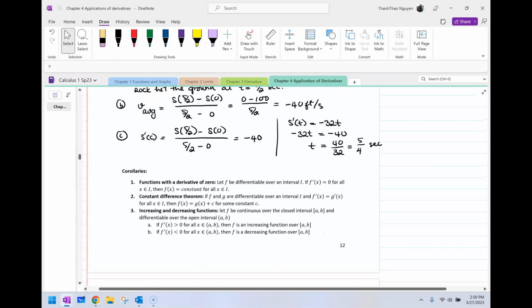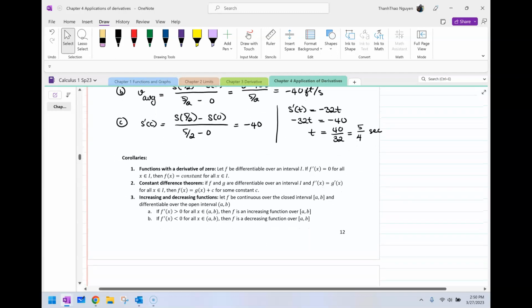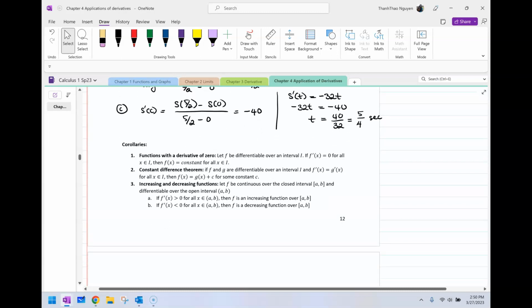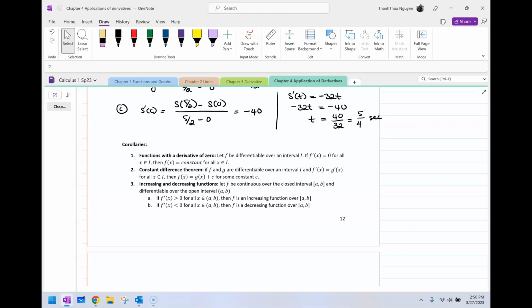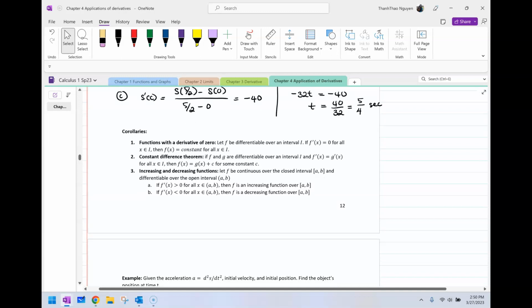Corollary of this, a function with derivative 0. Let f be differentiable over the interval I. If f prime of x equals 0 for all x in the interval I, then f of x is constant. The constant difference theorem: if f and g are differentiable over an interval I and f prime of x equals g prime of x for all x in I, then f of x equals g of x plus a constant. So remember, when you take a derivative, a constant becomes 0, right? So when f prime of x equals g prime of x, it does not guarantee that f of x and g of x are the same, but they differ by a constant.